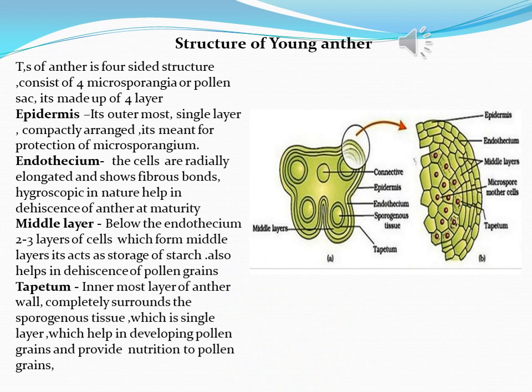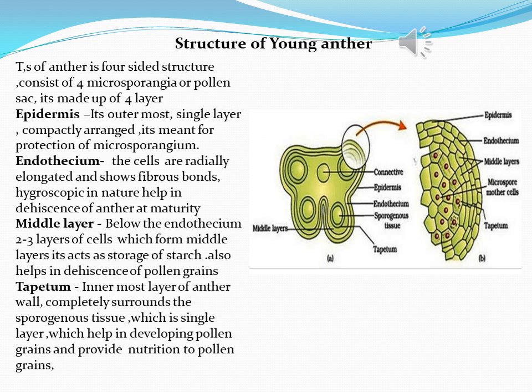In this slide we are going to discuss the structure of a young anther. As we know, the anther is dithecous. It consists of how many pollen sacs or pollen chambers? It consists of four pollen sacs, or four microsporangia, or pollen chambers. These pollen chambers are made up of four layers.